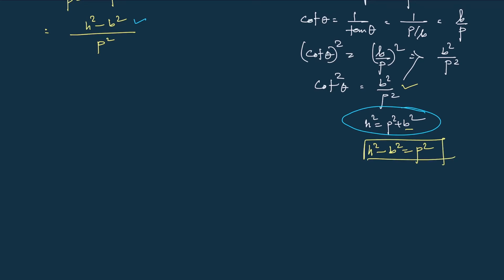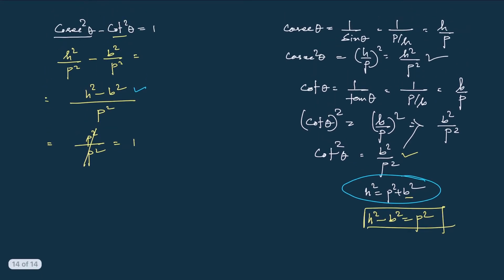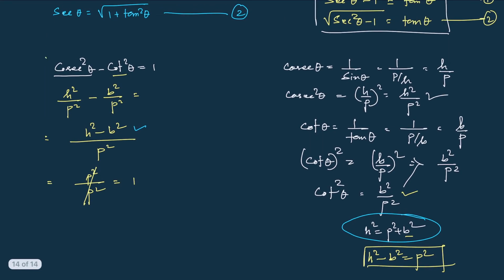So instead of h square minus b square, I am going to replace it with p square, divided by p square. So p square will cancel out each other, and that is going to be 1. So the formula is cosec square theta minus cot square theta will be 1.